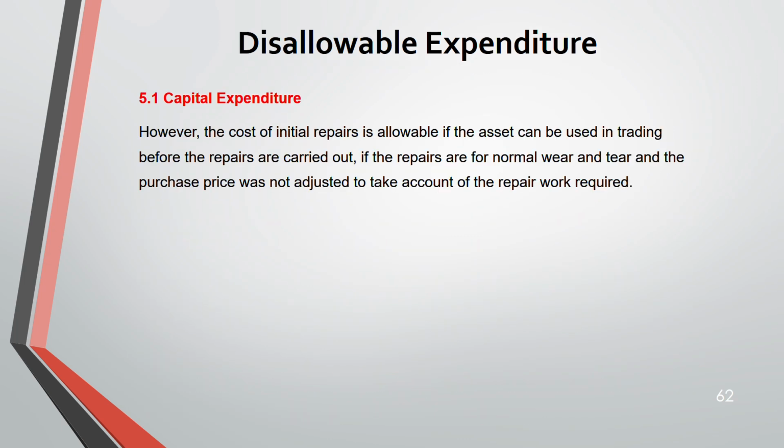But the cost of initial repair is allowable if the asset can be used in trading before the repair, that means before carrying out the repair, you can use the asset in the trading. So that initial repairs are allowable. If the repairs are for normal wear and tear and the purchase price was not adjusted to take account of the repair work, that means the purchase price you're not deducting because of the repair, and that repair is for normal wear and tear, it is allowable.